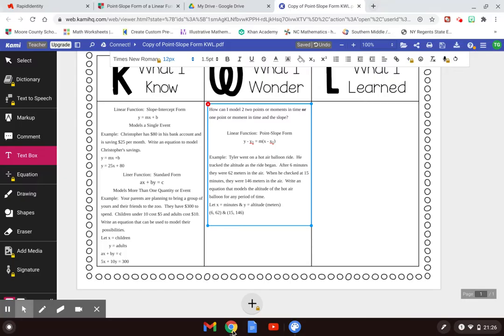So that means that after 30 minutes, this hot air balloon will be 286 meters in the air. Okay, so the equation that we'll put here is y equals 28 thirds x plus 6. That is the equation that we can write that models the altitude of the hot air balloon for any period of time.